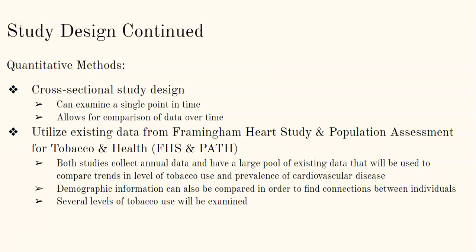Quantitative methods that will be used. Study design will be cross-sectional, which will allow us to examine single points in time and compare the data over periods of time. We will utilize existing data from the Framingham Heart Study and the Population Assessment of Tobacco and Health. Both of these studies have a significant data pool, and we plan to use this existing data to compare trends in levels of tobacco use and prevalence of cardiovascular disease.